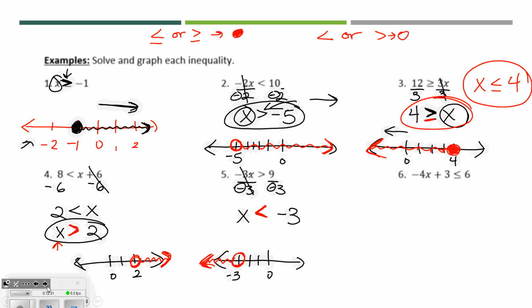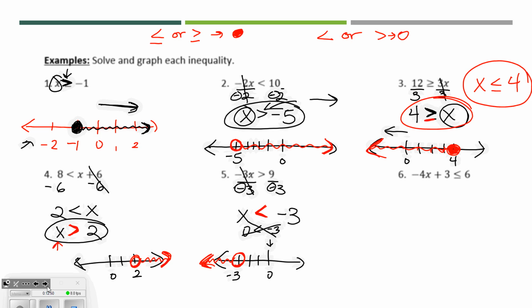So again, think back to what we said about solutions. Anything that's shaded is a solution. So if I were to say to you, is 0 a solution? You'd be like, well, here's 0, it's not shaded. So no, it's not a solution. But also I could plug it in. That's not true. 0 is not less than negative 3, right?